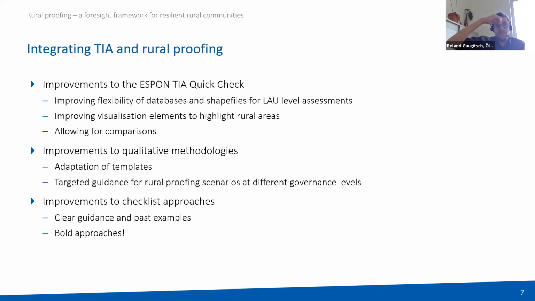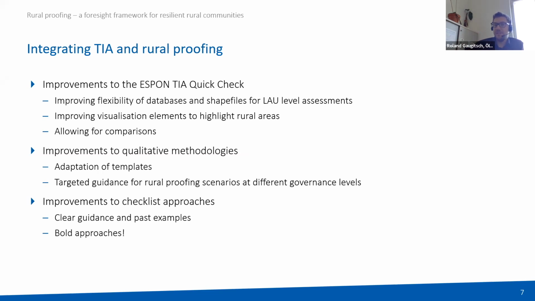Yeah, very concrete recommendations for integrating TIA and rule proofing. So what would be necessary to add or improve for existing TIA methodologies to better contribute to rule proofing? When we differentiate it in three categories, so improvements to the TIA Quick Check, which is available as a web tool at the moment, and doesn't need methodological improvements to contribute, but technical improvements. So, for example, updating databases and shapefiles, increasing the flexibility of the tool to work with lower level assessments, not only NUTS 3 level, as Patricia also mentioned before.